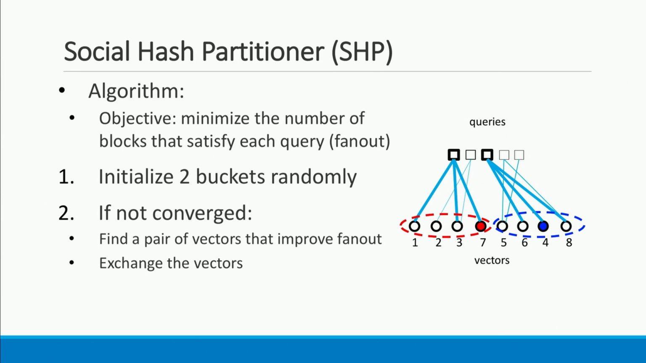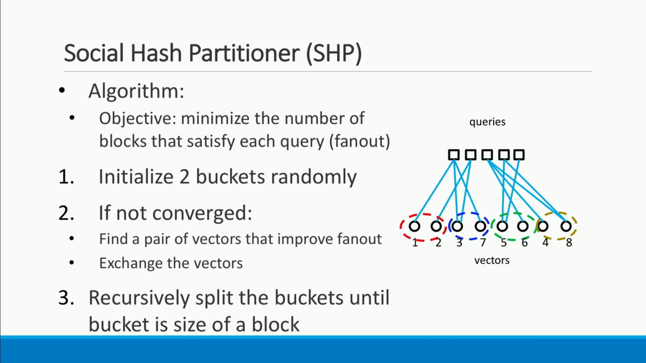So we do this iteratively for all possible pairs of vectors until we don't find any vectors to swap. And then we just split the buckets again and run the algorithm recursively until the bucket size reaches the size of the NVM block.